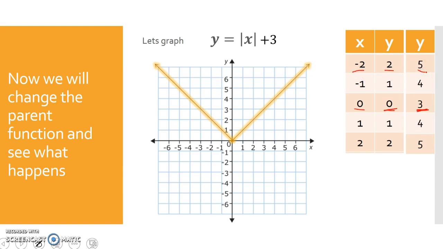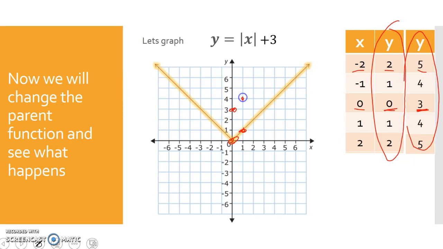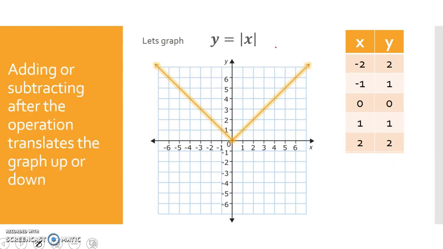So it takes all of the old y values, which are here, and adds 3 to them and moves them 3 units up. So in other words, instead of a point at 0, 0, now I'm at the point 0, 3. And instead of a point at 1, 1, I'm now at a point 1, 4. And what happens is the entire graph gets shifted up 3 units because I added the 3 at the end. So adding or subtracting after the operation translates the graph up or down.